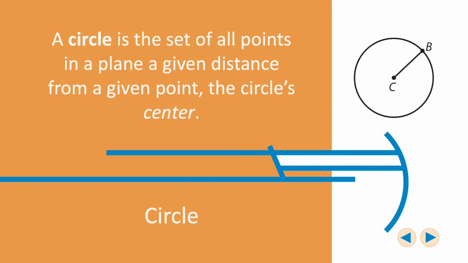All right, the first shape that we're looking at is a circle. Hopefully you remember what a circle is. It's a set of all points in a plane a given distance from a given point, the circle center. So all of these have the same distance from the outside to the center.